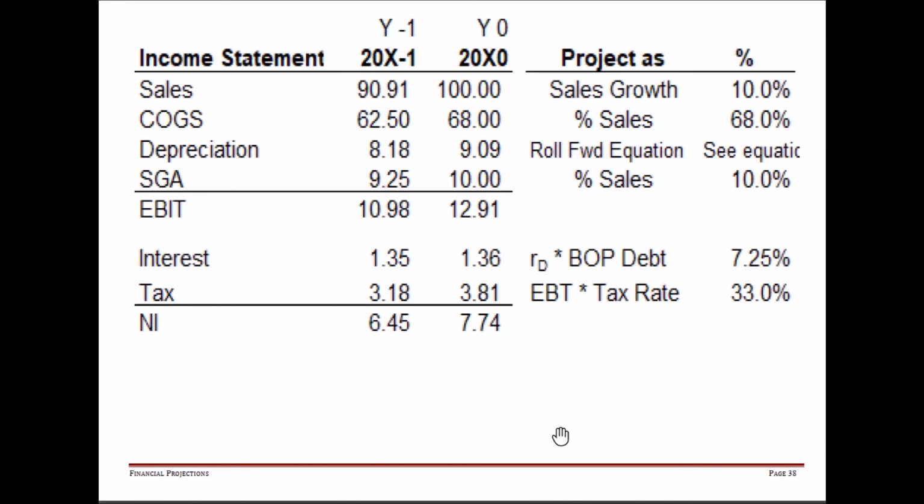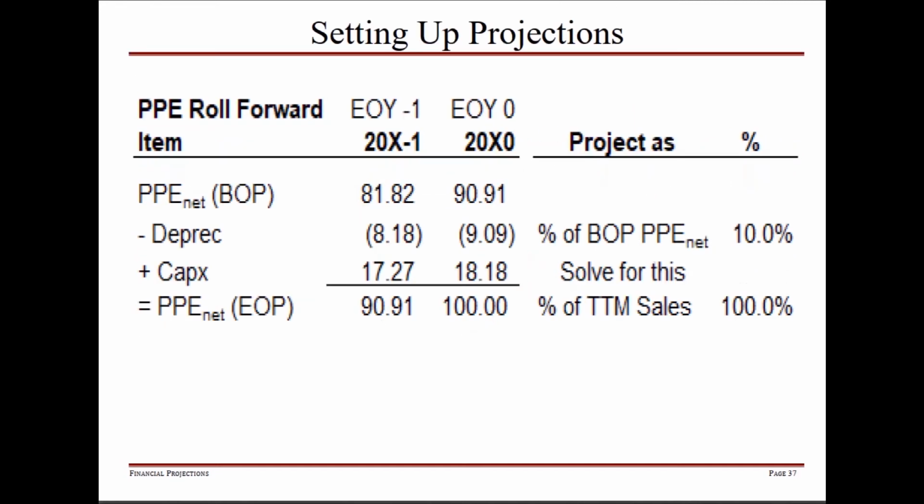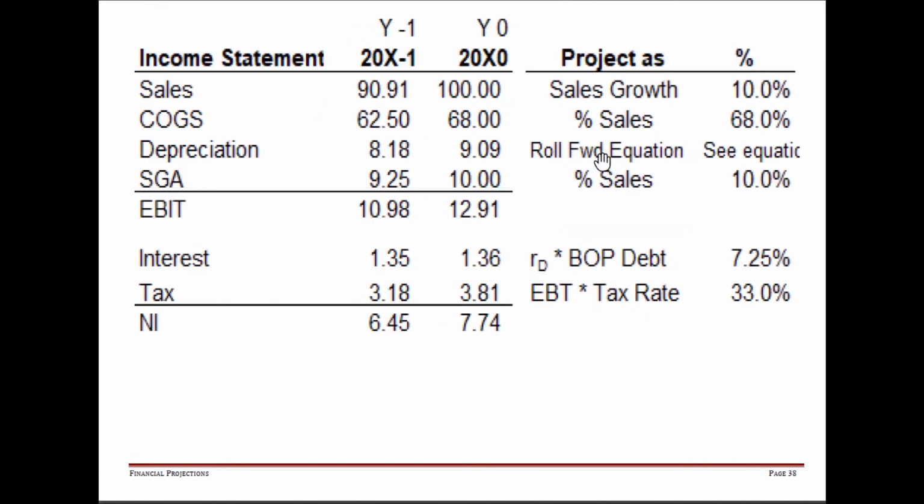And in most cases, next up, what you want to project is the income statement. So you've got to get from the CFO, no ifs, ands, or buts about it, her projection for sales growth for the next year, the next 2 years, if you're doing 2 years, etc. COGS is something that always goes as percent of sales. Depreciation comes from the roll forward equation up above that you've already projected.